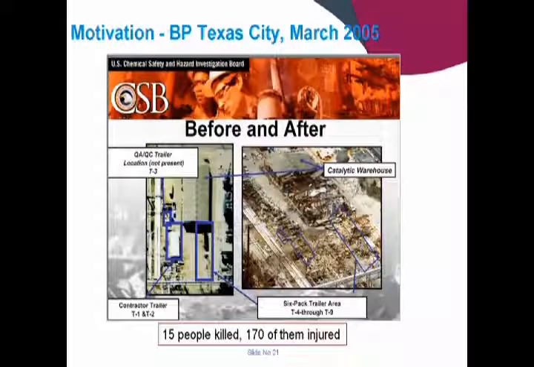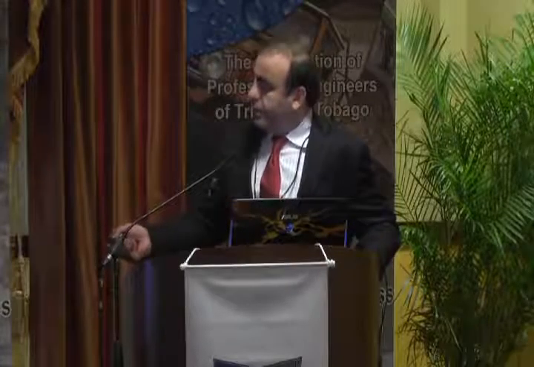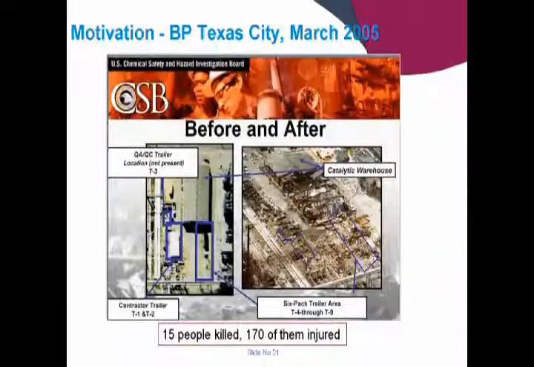Now, I will talk about the BP Texas City accident, which I actually investigated when that accident happened. Some of the presenters mentioned BP Texas City. It happened in 2005, and 15 people were killed and 170 injured. You see the buildings here. Almost all of those 15 people were located in two places, one of them here, and the other here.